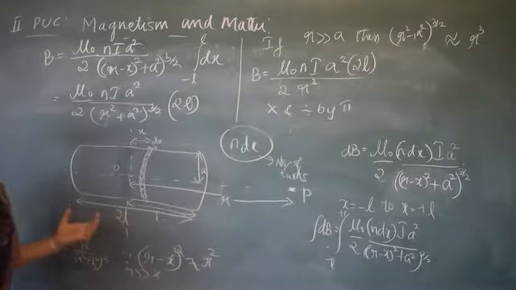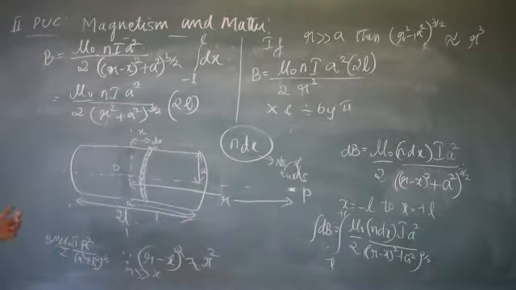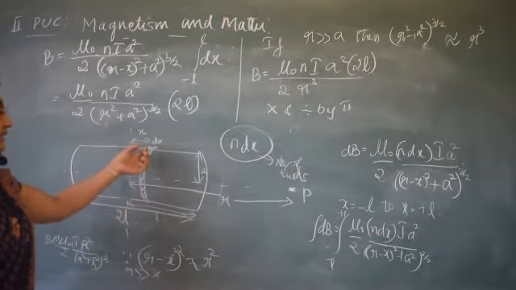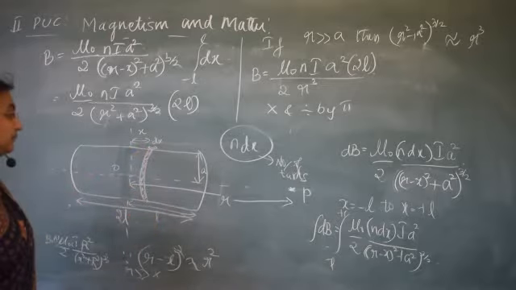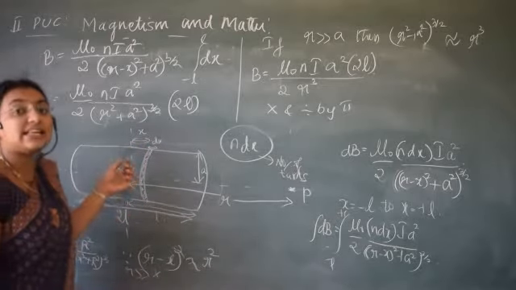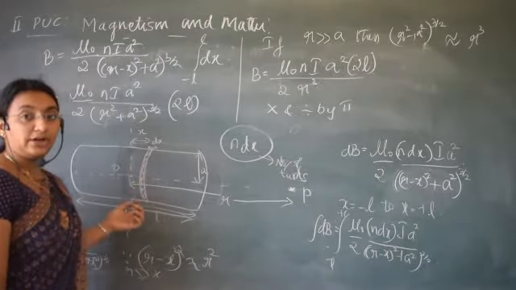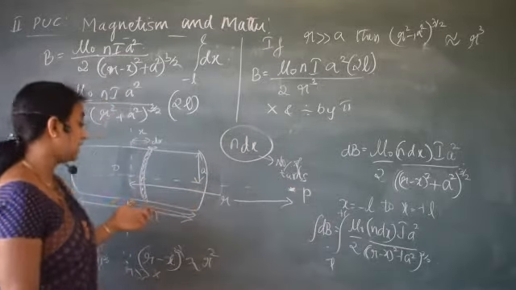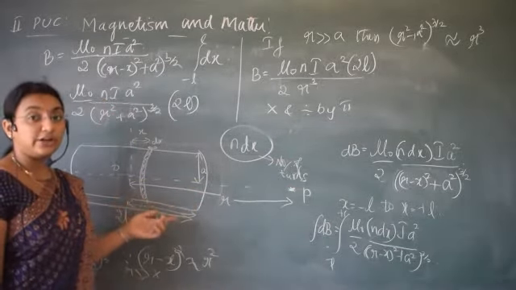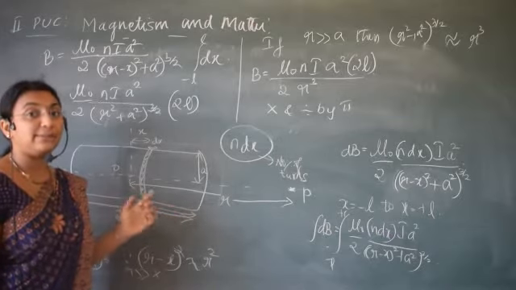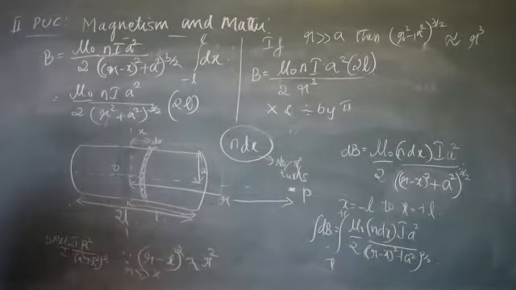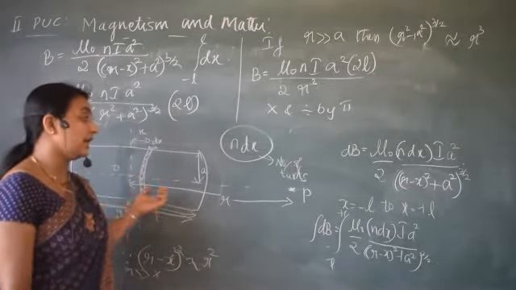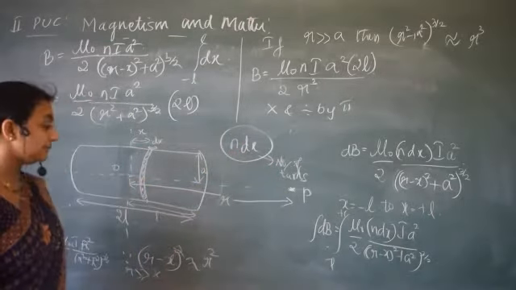So initially what we have done, we have considered a solenoid of length 2L having n number of turns. Let us consider a small element of thickness dx, which is at a distance x from the center of the solenoid. a is the radius of the solenoid. Let us consider a point P, which is at a distance r from the center of the solenoid, where we have to find the magnitude of the magnetic field. So the number of turns in the circular element is n into dx.